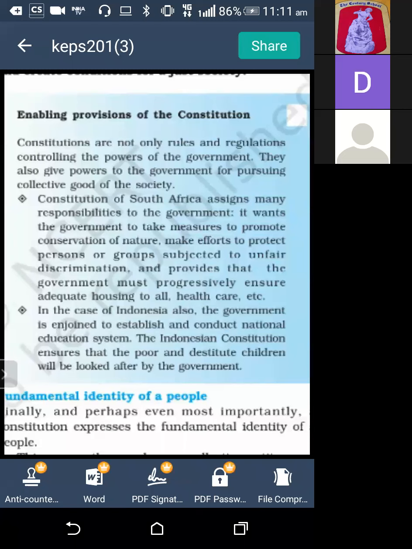So when the South African people got independence from the white minority government, what did they do? The Constitution of South Africa assigns many responsibilities to the government. It wants the government to take measures to promote conservation of nature. First of all, we have to conserve our nature.